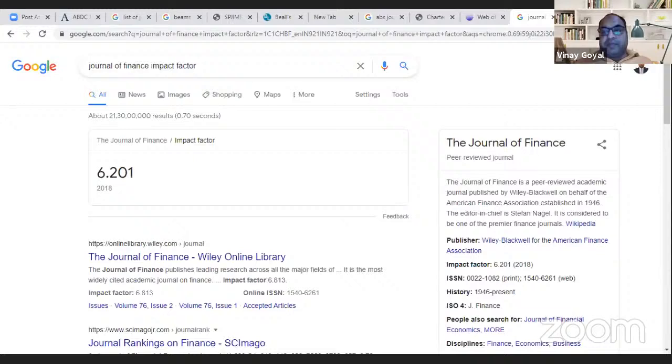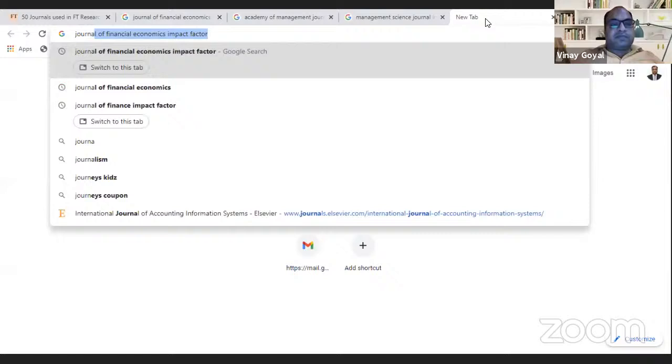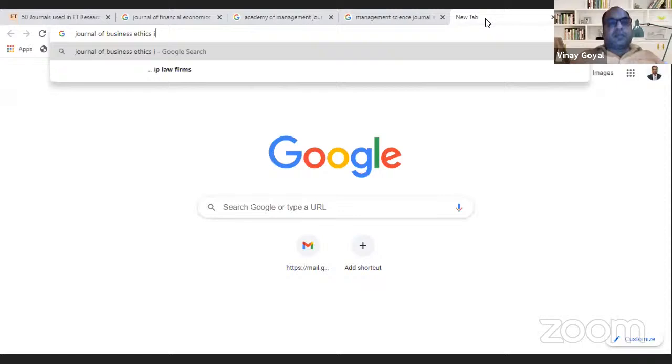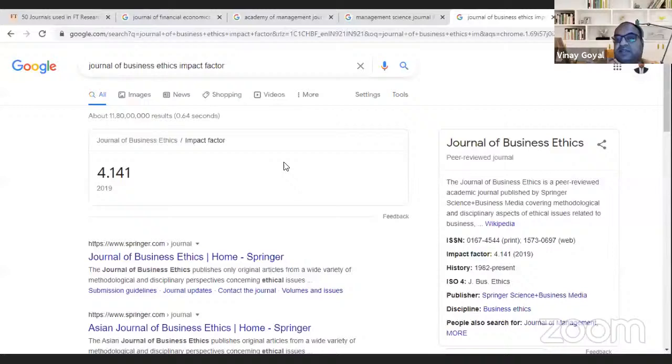I'll show you one journal. Let me see what the impact factor of that journal is. There is a journal called the Journal of Business Ethics. Here you can see the Journal of Business Ethics has an impact factor of 4.14. Now, as far as the ABDC list is concerned, this is a B category paper. It is not A star or A, but it is in the FT50 journal list.